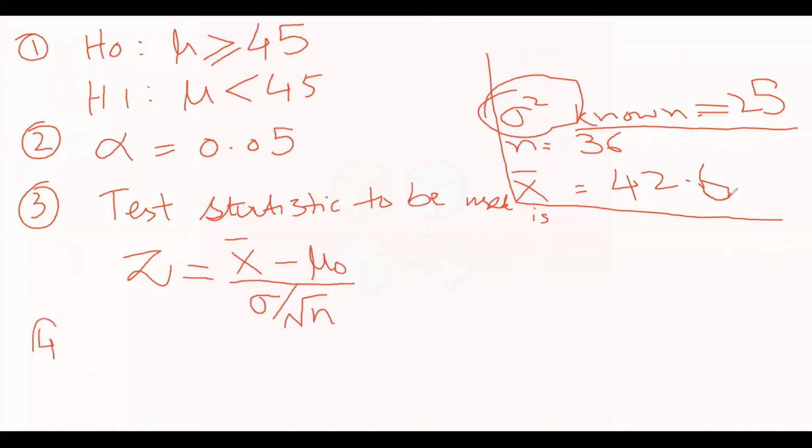So this is the expression of the Z statistic. We will substitute our values and obtain the result in the fourth step, which is the computation. In computation, we will consider x bar, mu naught, which is 5, sigma, which is 5, and n, which is 36, and we will substitute all these values in the Z statistic, calculate it and obtain its value.